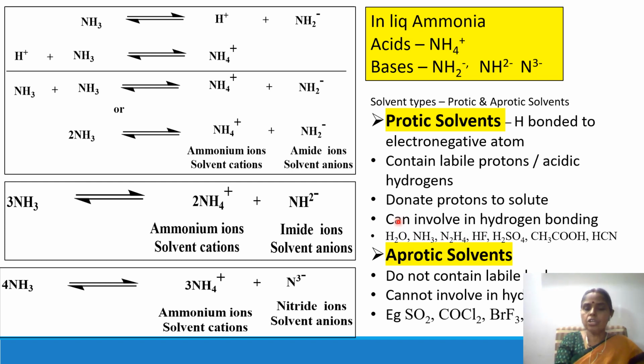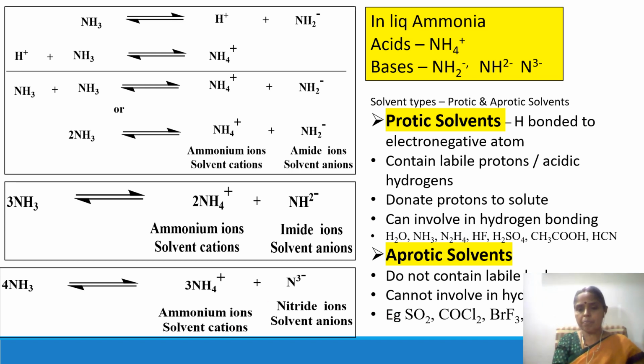Some examples of protic solvents are water, ammonia, hydrofluoric acid, sulfuric acid, acetic acid, hydrogen cyanide. All these are protic solvents. What are aprotic solvents? They do not contain labile hydrogens. They do not get involved in intermolecular hydrogen bonding. Examples are sulfur dioxide, COCl2, BrF3, etc.